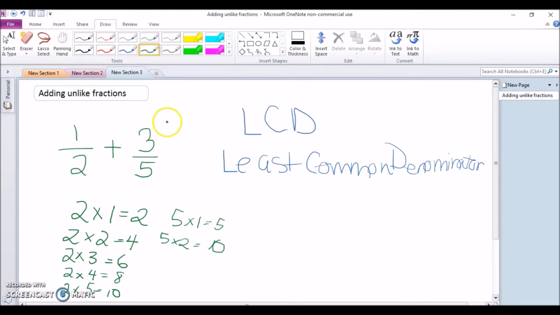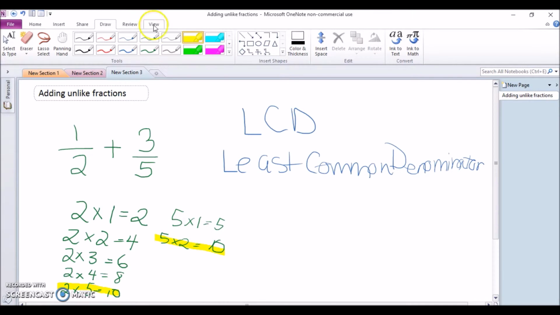Okay, so I'm already noticing commonality here. So the 5 right here has a common factor of 2, and 2 over here has a common factor of 5. So, therefore, the LCD between 2 and 5 would be 10. So since we established that the least common denominator between 2 and 5 is 10, the 5 had to be multiplied by 2 to get the 10.